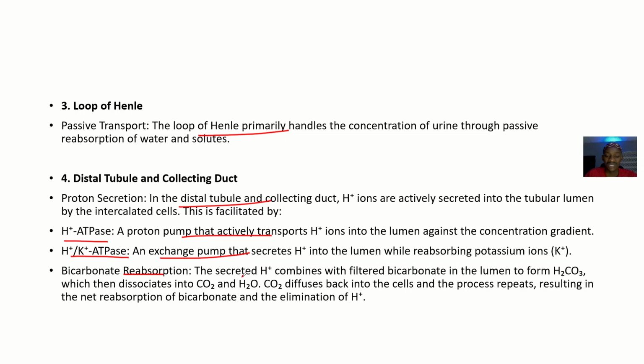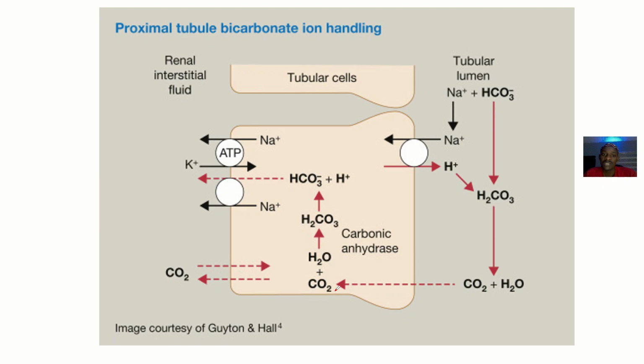Okay. So the secreted hydrogen combines with filtered bicarbonate in the lumen to form carbonic acid. Okay. So now this carbonic acid can dissociate to form carbon dioxide and water again, okay? So the carbon dioxide diffuses back into the cells and the process repeats, resulting in a net reabsorption of bicarbonate and elimination of hydrogen. So this is still what happens at the proximal convoluted tubule.